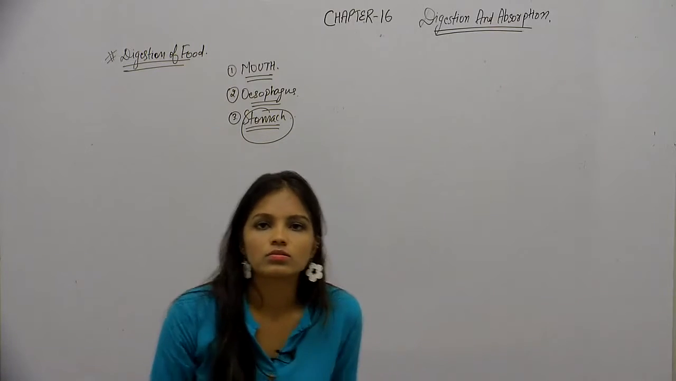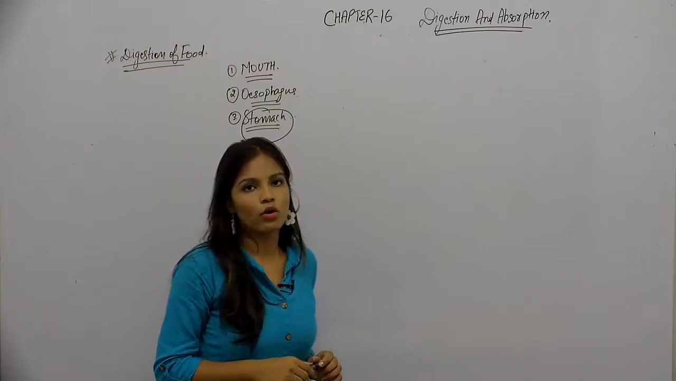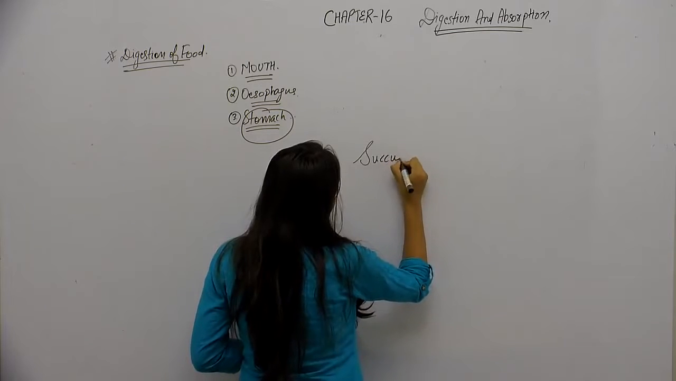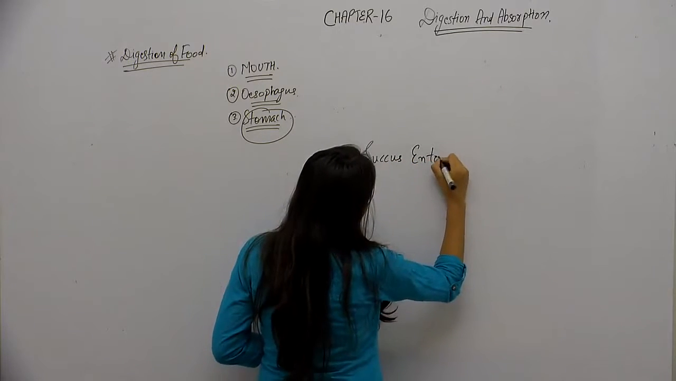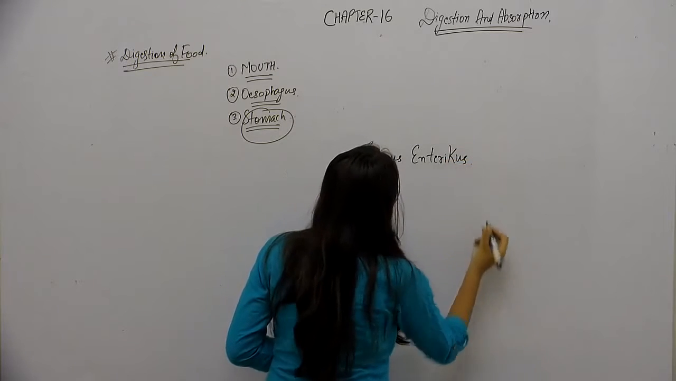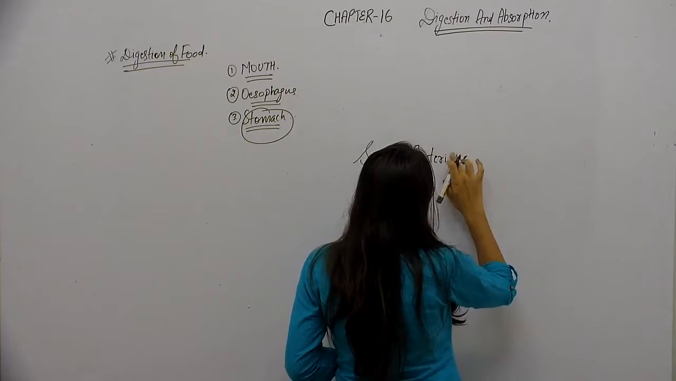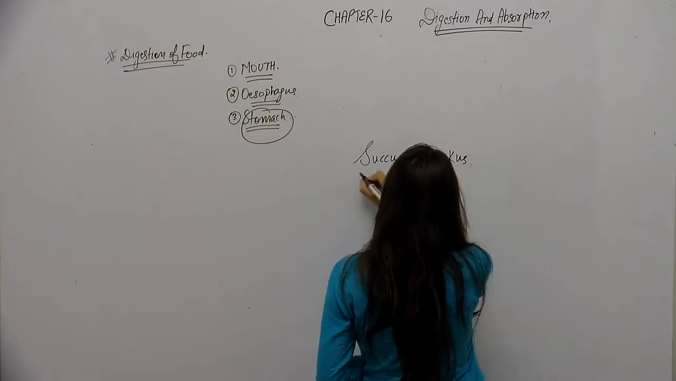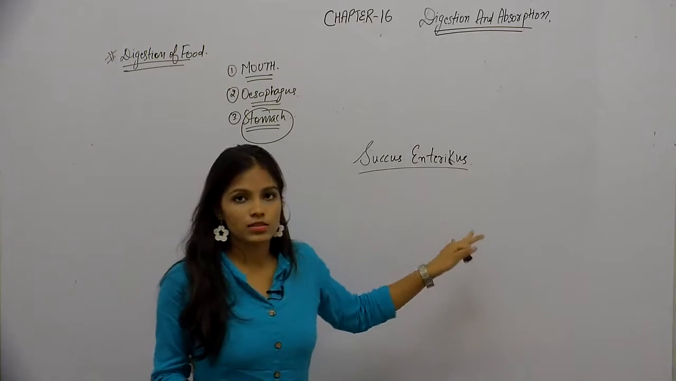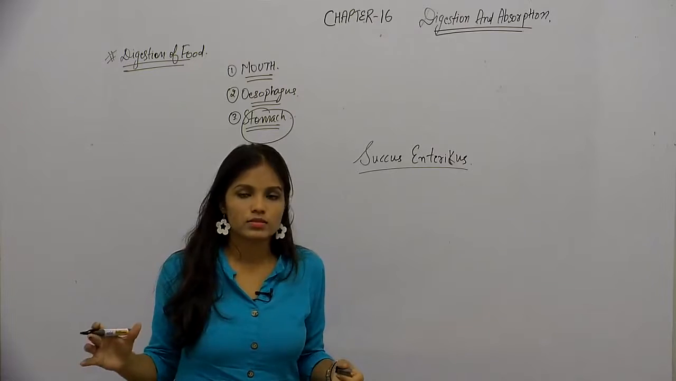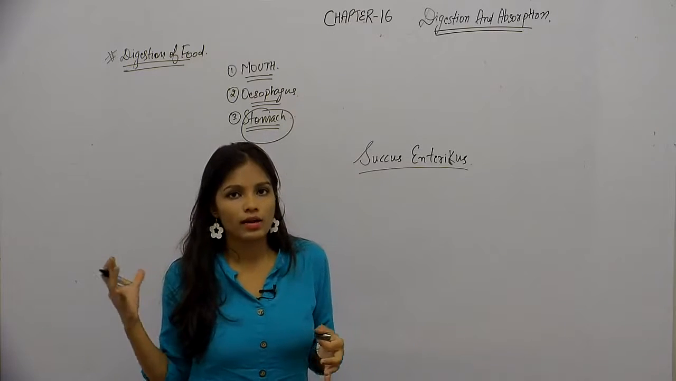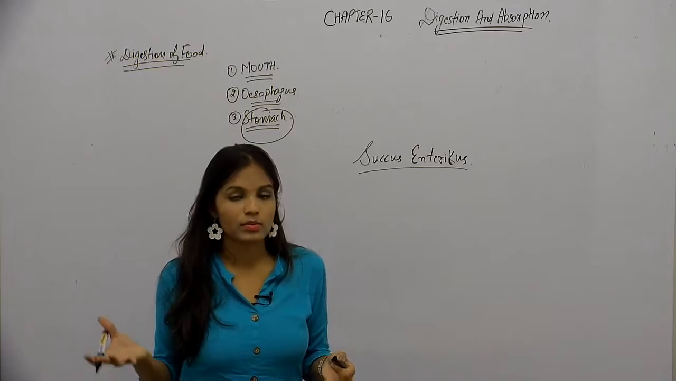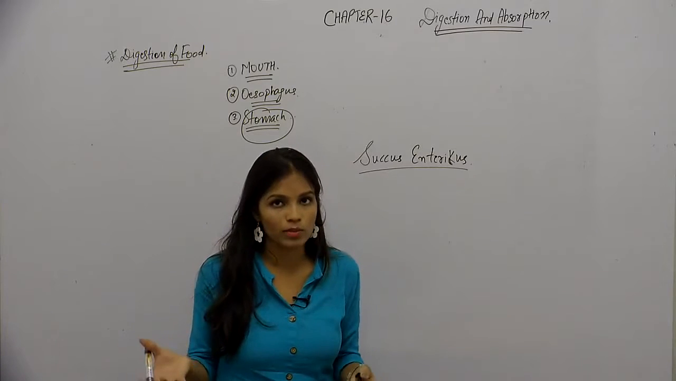Let me tell you a definition of succus entericus. The succus entericus is the combination of the mucus which is secreted from the stomach and the cells which are present in the small intestine, which also secretes mucus, but it is secreted by the goblet cells.